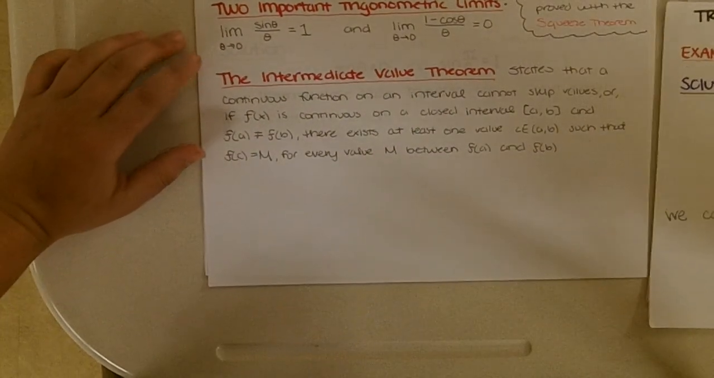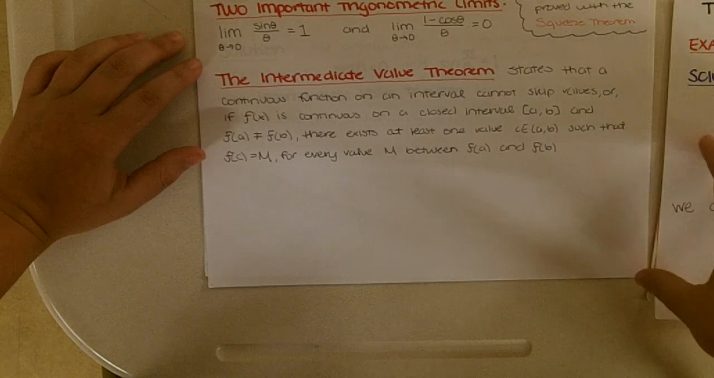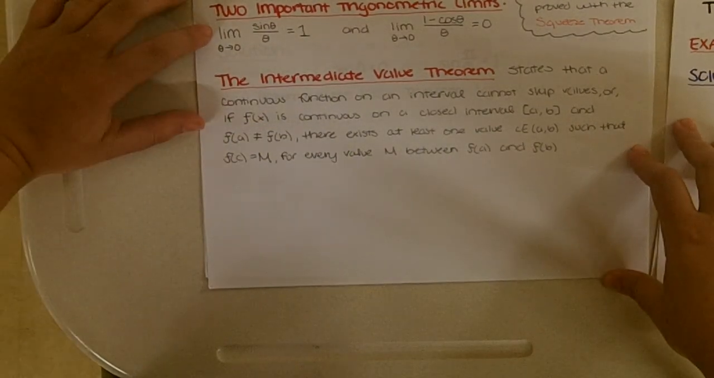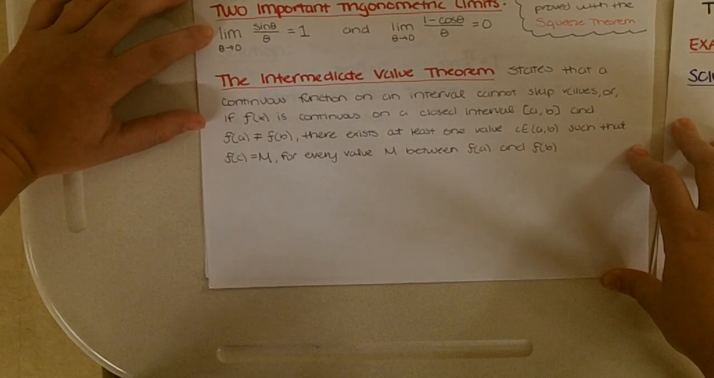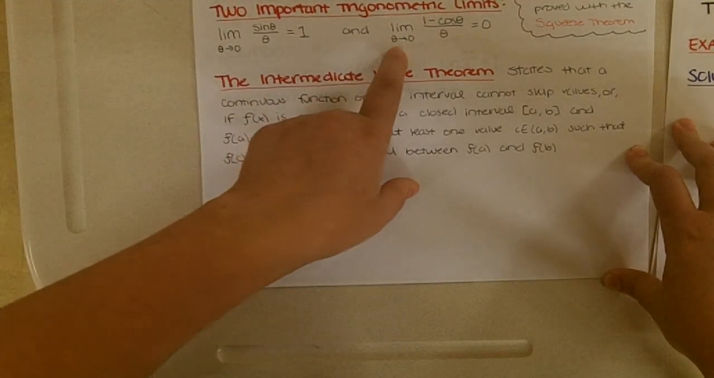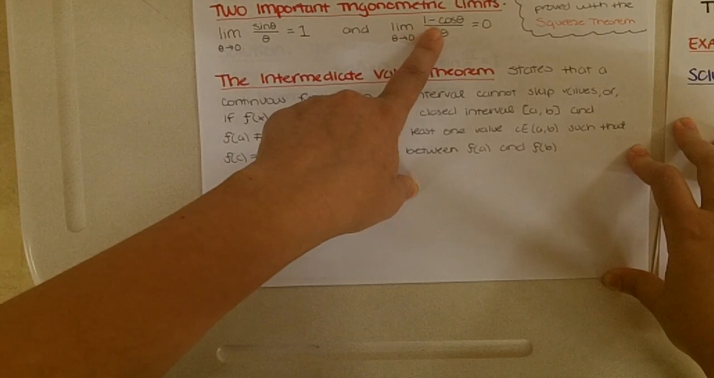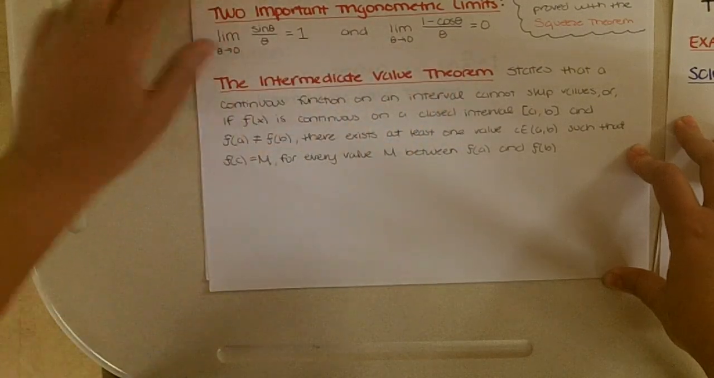So now here are a couple important trigonometric limits which can be proved with the Squeeze Theorem. The first is the limit as theta approaches 0 of sine theta over theta equals 1, and the limit as theta approaches 0 of 1 minus cosine theta over theta equals 0.